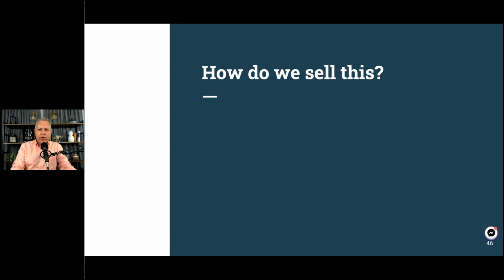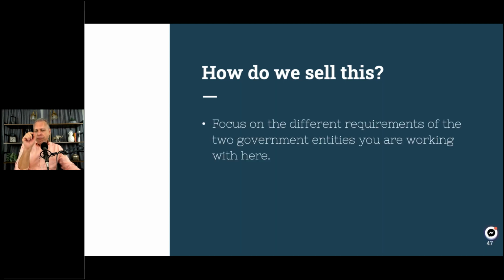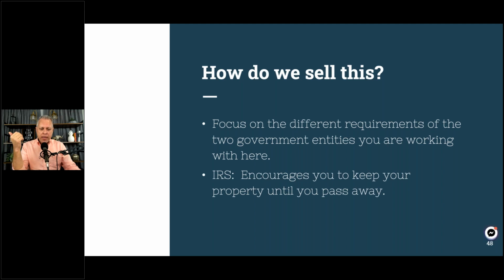So how do we sell this? How do we convince the client to spend $7, 8, 10, $12,000 on a trust? You focus on the different requirements of the two government entities we are working with here. And those two are the IRS. The IRS encourages you to keep your property until you pass away, the transfer upon death. You get benefits for that. And I'll go over those here in just a second.